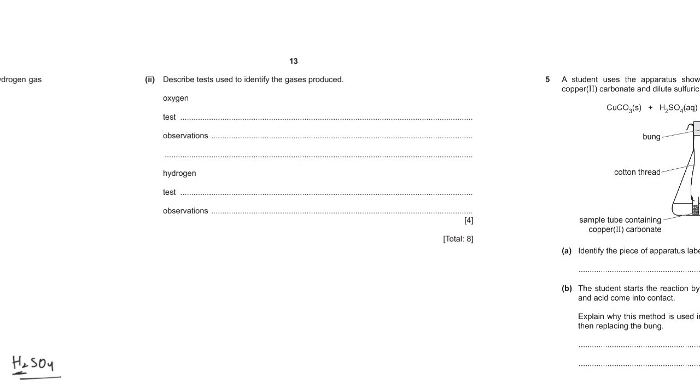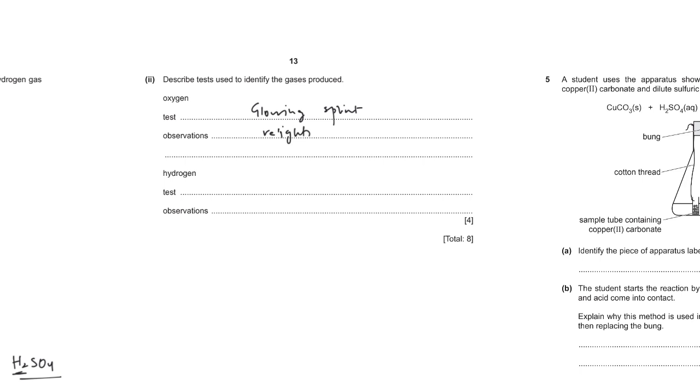Okay, so next is the test used to identify gases produced. Oxygen's test is you basically use a glowing splint. And what is the observation? When you expose the glowing splint to oxygen, it relights.